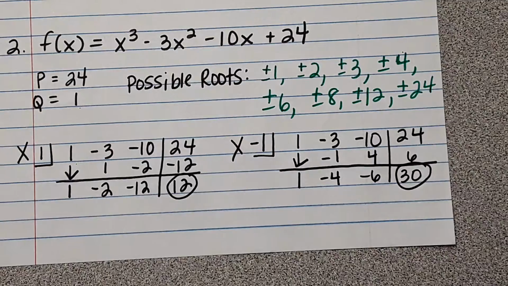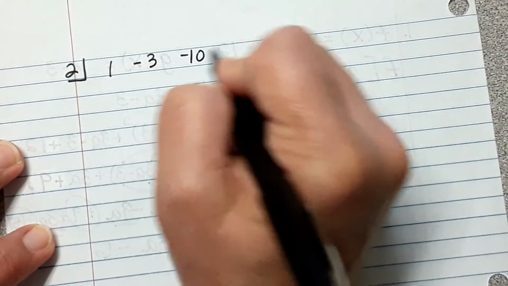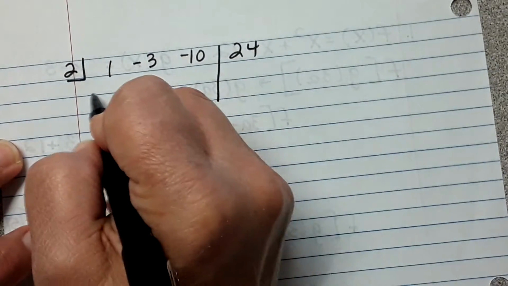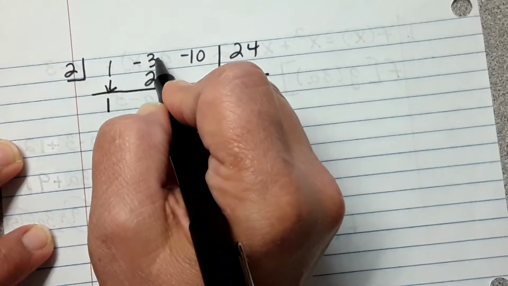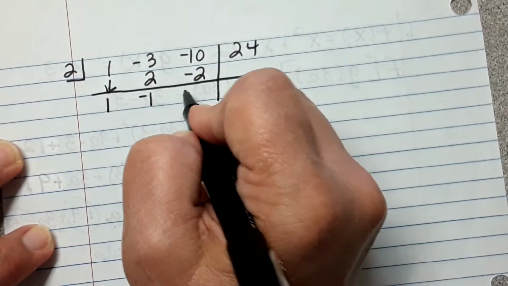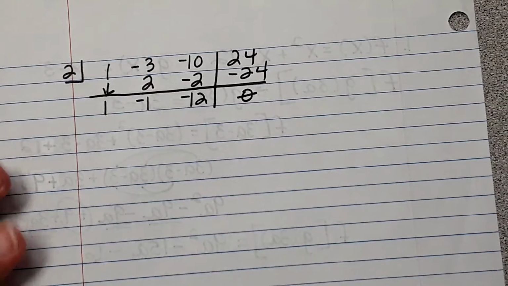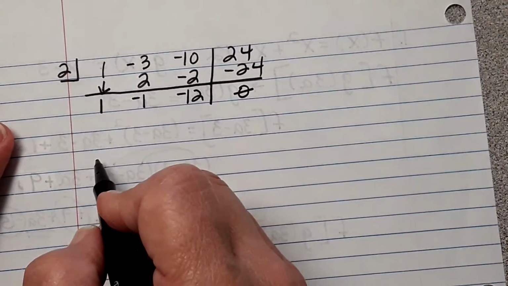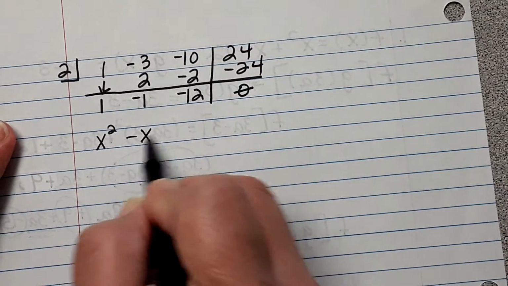So now what are we going to test? We're going to test 2. You just have to keep on going. And it's 1, -3, -10, 24. Bring down the 1. 2 times 1 is 2. -3 plus 2 is -1. 2 times -1 is -2. That becomes -12. -24, 0. Is 2 a root? Yes. So we know 2 is a root. Now we have x squared minus x minus 12.